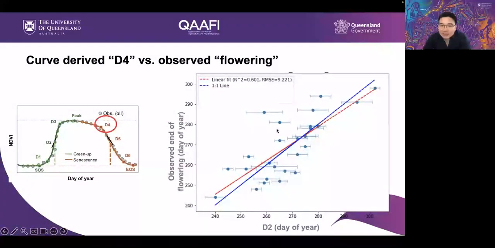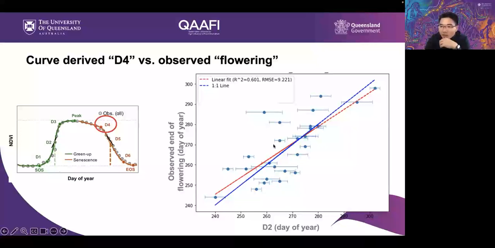And the slide here is showcasing the relationship between the curve-derived D4 feature and the observed flowering stage in wheat and barley cultivation. And the D4 feature on the NDVI curve is actually indicative of a critical post-peak phase, which typically corresponds to the onset of flowering in wheat and barley crops.